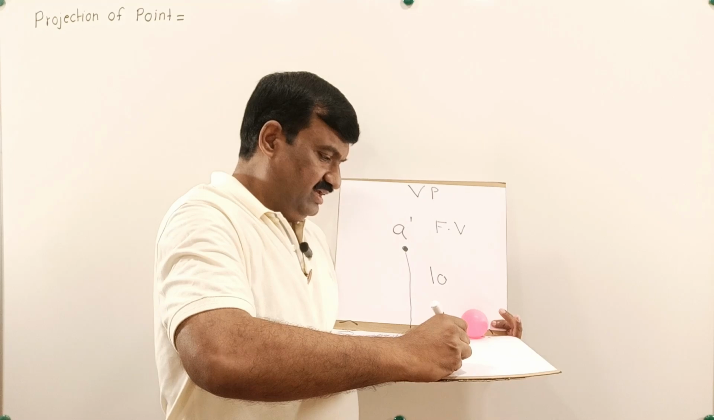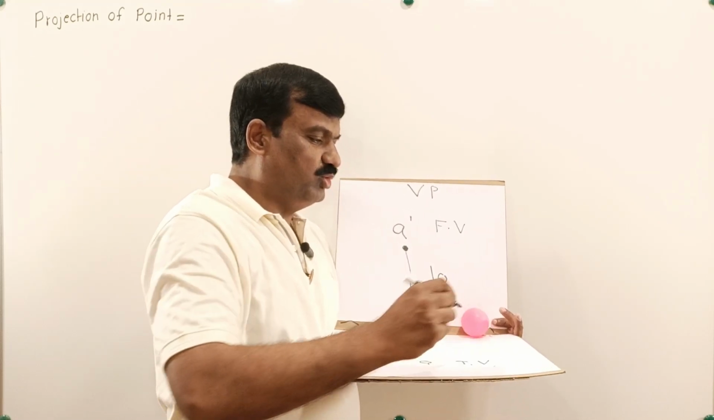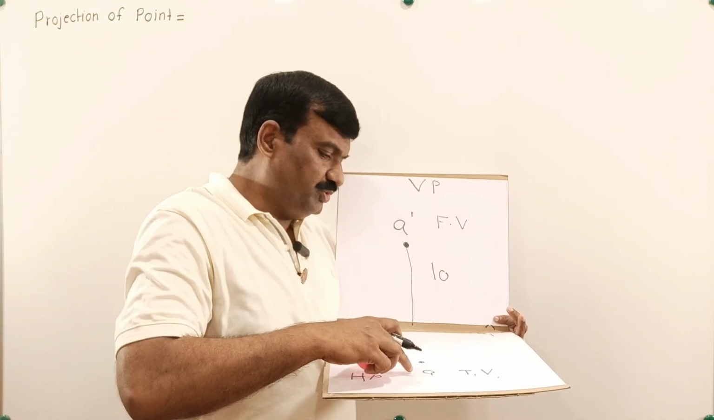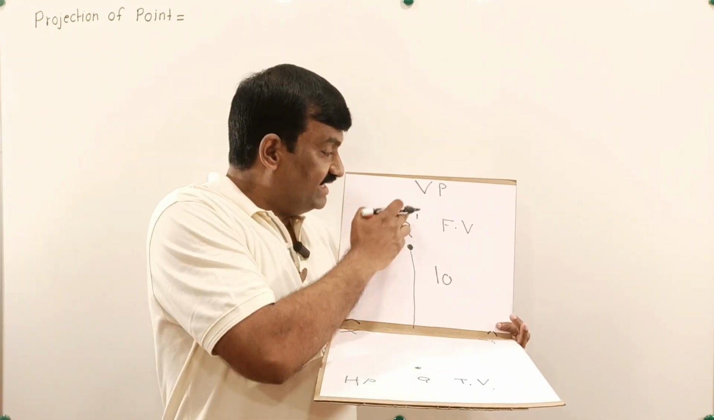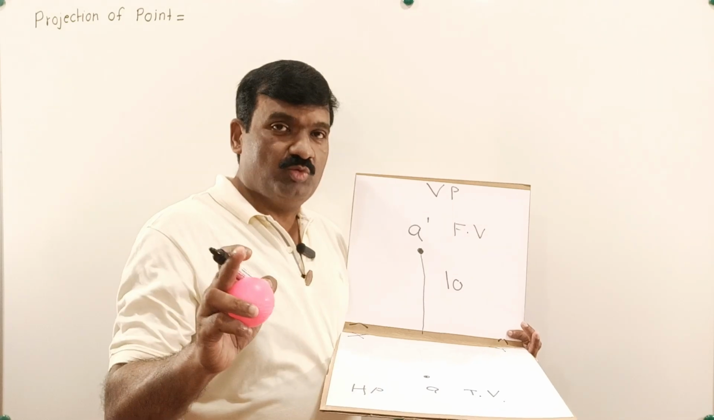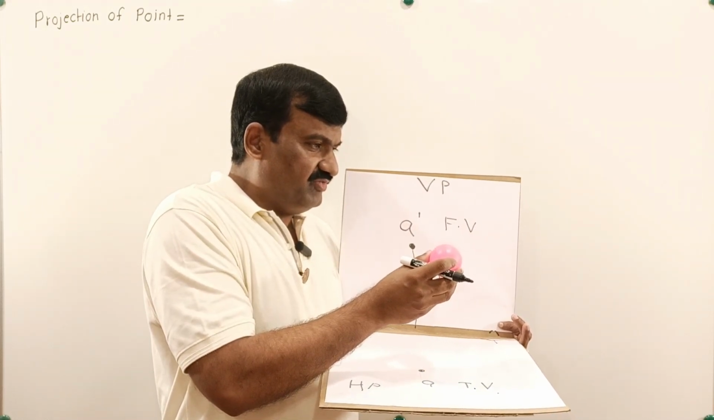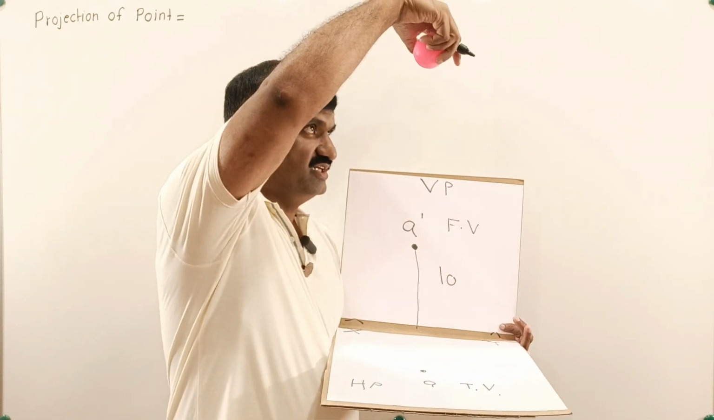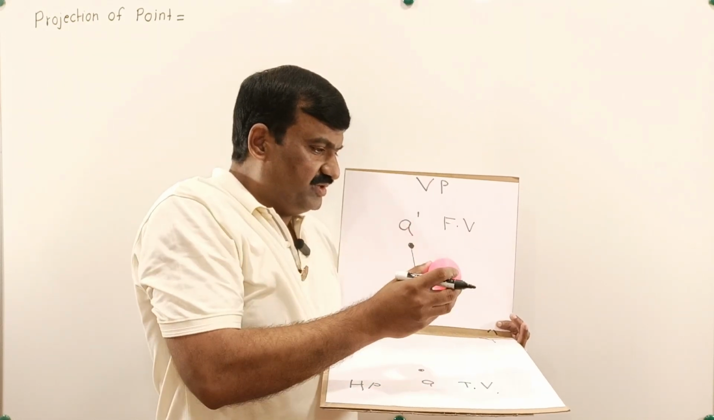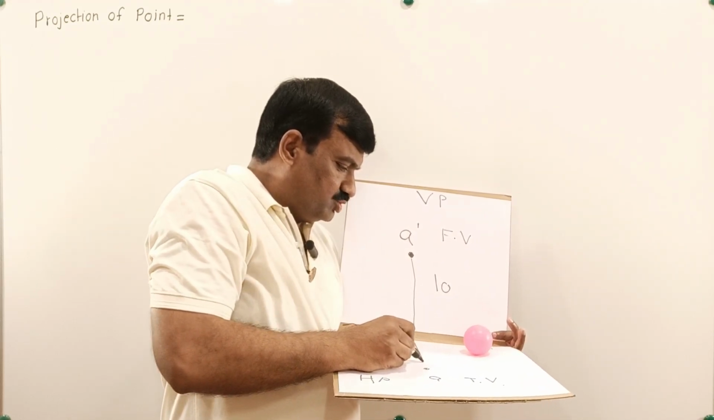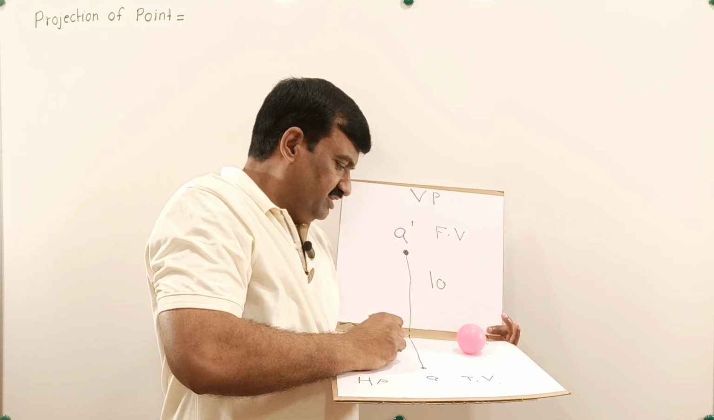Capital A is the point, front view is small a without dash, top view is, sorry, front view is small a dash and top view is small a. It is given that this point is 15 mm in front of VP. In front of VP, you will look from above. So when any point is in front of VP, this distance will be seen in the top view. So this distance is 15.